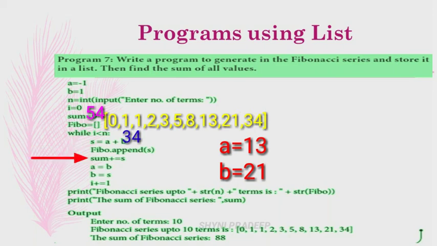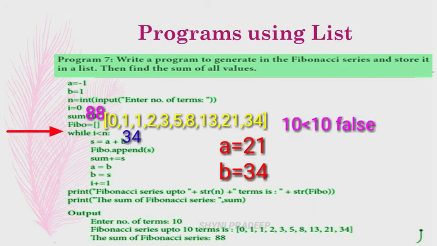And the next sum is equal to sum plus S. Sum value is what? 54 and S value is 34. So 54 plus 34 is equal to 88. So sum is equal to 88. And see the next line. Assign B value to A and S value to B. So A becomes 21, B becomes 34. Next update the I value. I becomes 10. See the condition. 10 is less than 10? No, 10 is equal to 10, not less than 10. So this condition becomes false. So here you have to stop your execution.